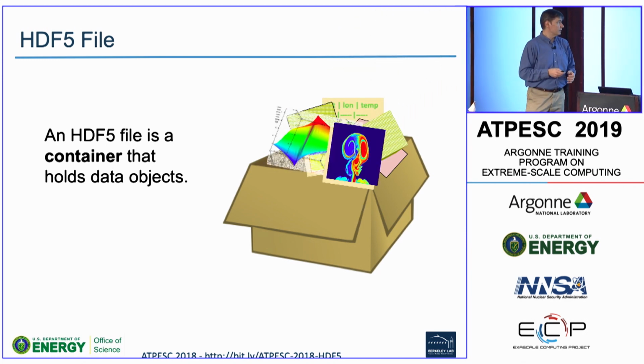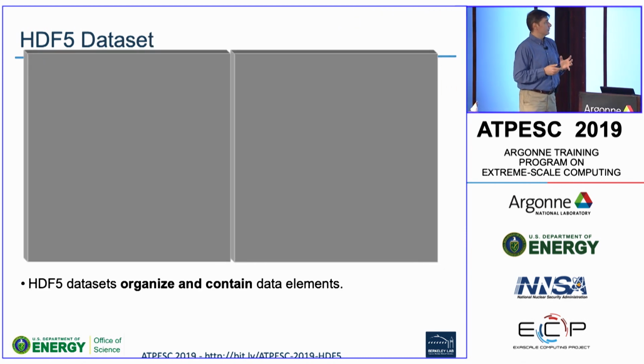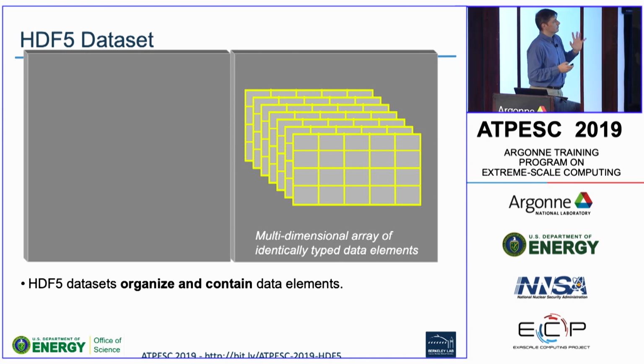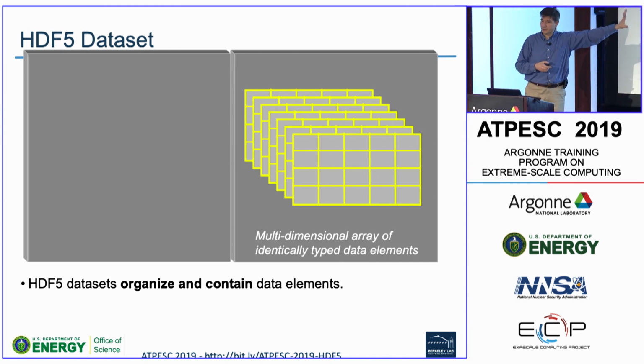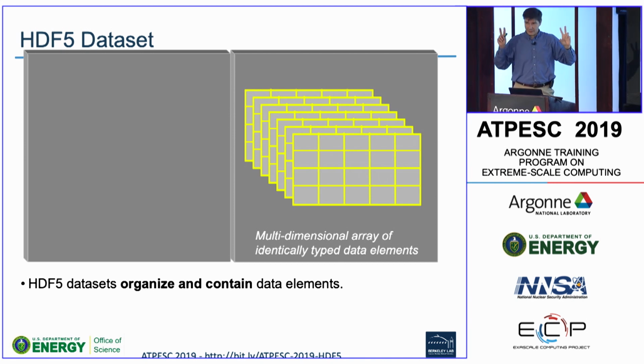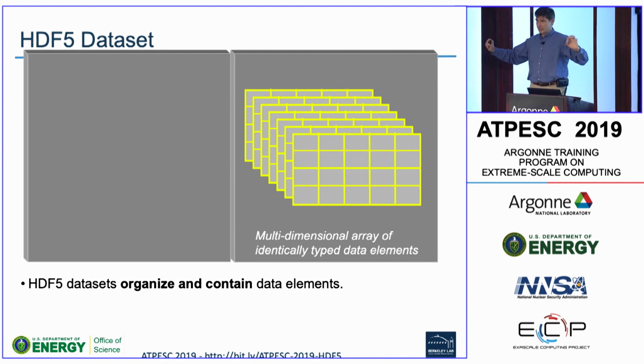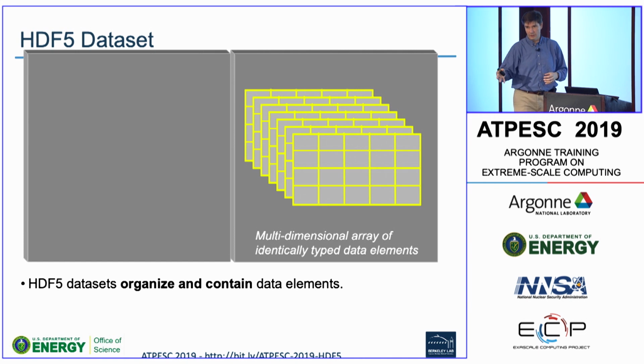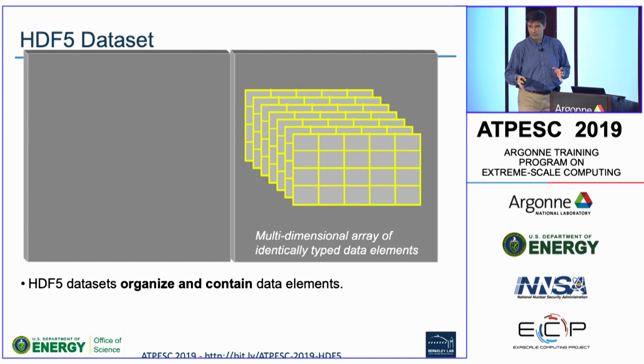In particular, the principal one you'll deal with is HDF5 data sets. You can think about those as basically a multi-dimensional array that holds identically typed, homogeneous data elements. So every data element has the same type. They're all int32s, or they're all floats, something like that. Every array element is like that.